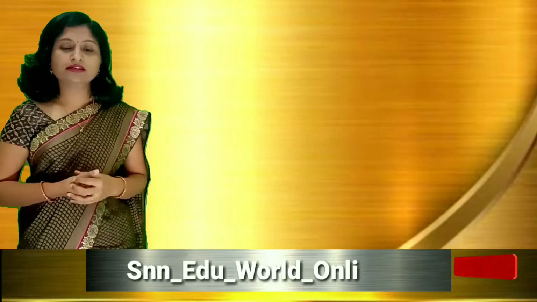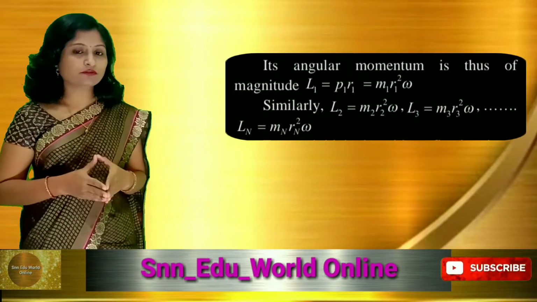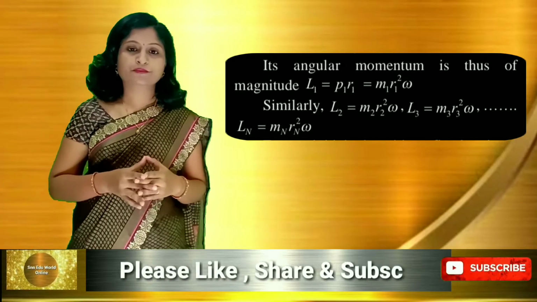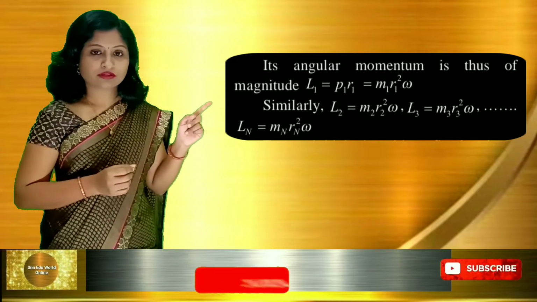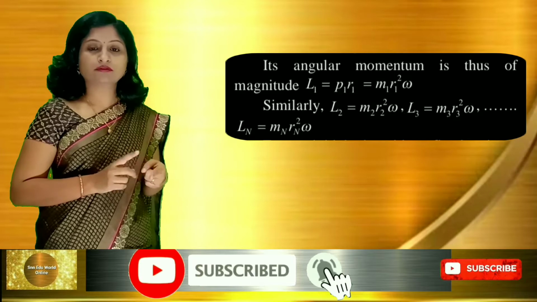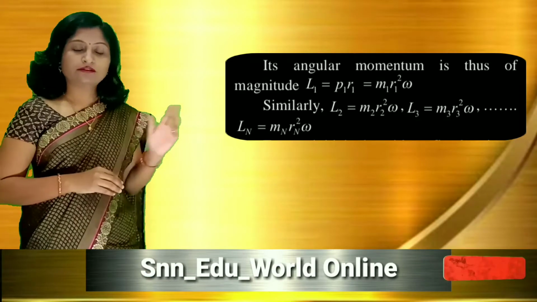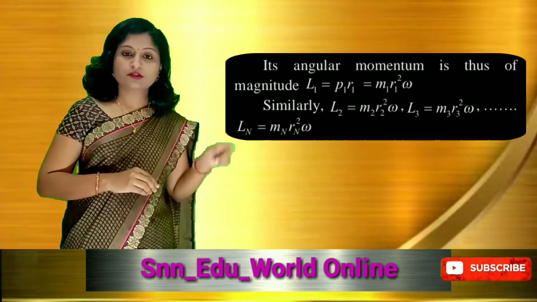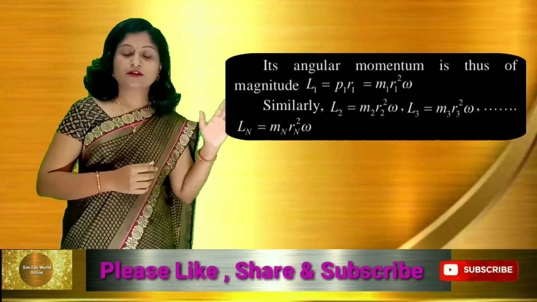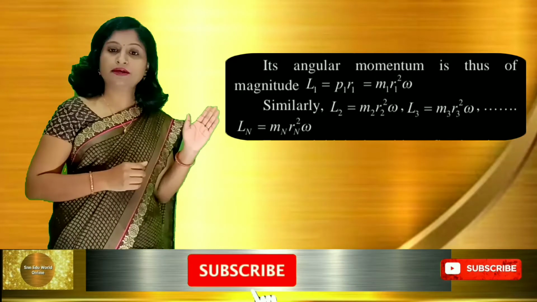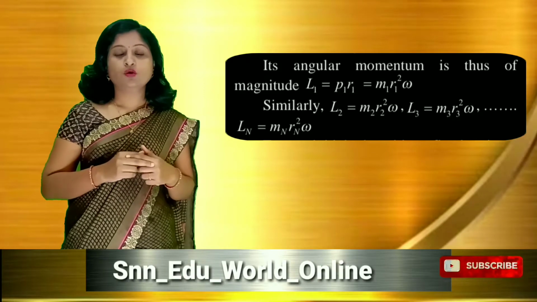Now find the angular momentum for each particle separately. We know that L is r into p. So for the first particle, L1 is r1 into p1. P1 we just found, m1 r1 omega. Multiplying with r1, we get L1 as m1 r1 square into omega. For the second particle, L2 is m2 r2 square omega. Up to the nth particle we get Ln equal to mn rn square omega.